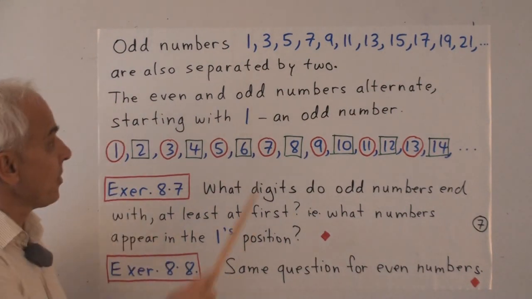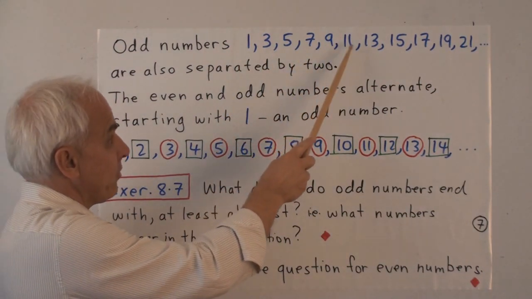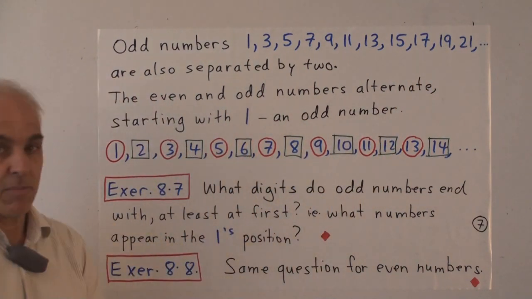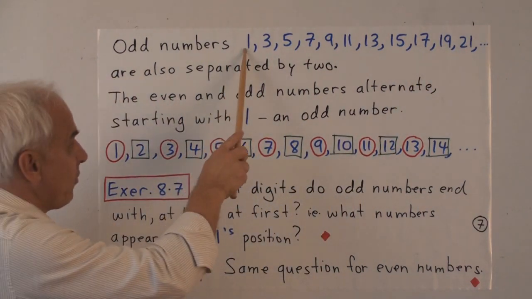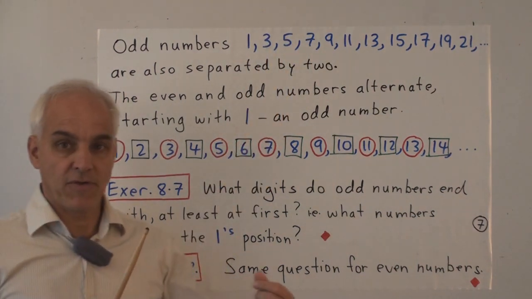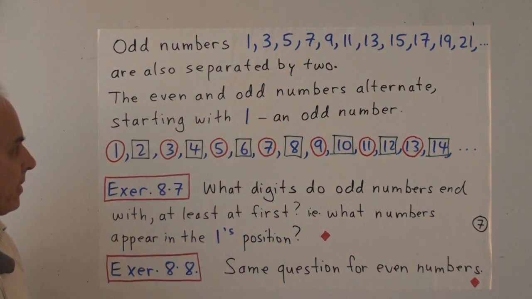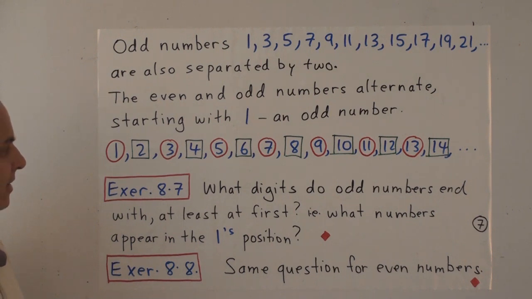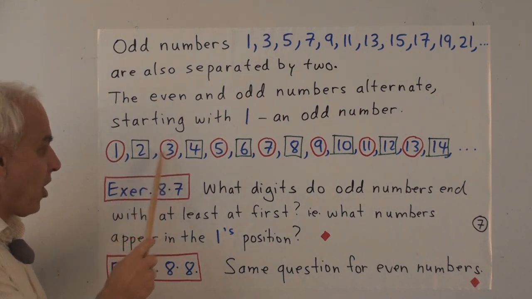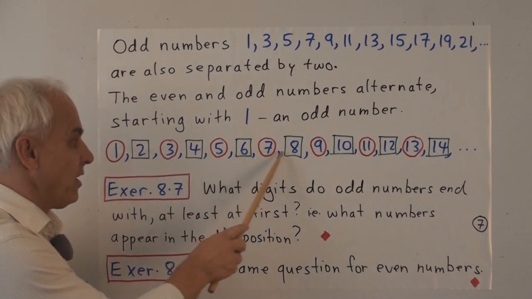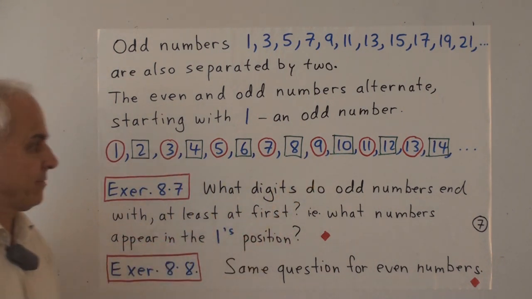The odd numbers, 1, 3, 5, 7, 9, 11, 13, 15, 17, 19, 21, are also separated by twos. Going from one to the other is a case of adding 2, just as it was for the even numbers. And if we think of all of the numbers, then as we go through the numbers, they're alternating odd, even, odd, even, odd, even, odd, even, and so on.